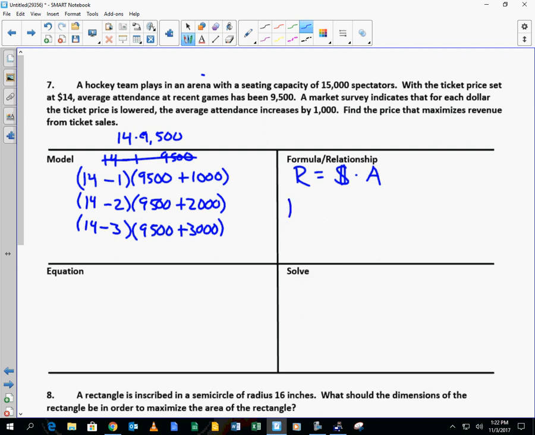I mean, what's staying the same the whole time? And, yeah, so the 14 is staying the same. The 9,500 is staying the same. So can you finish off the equation then? Very good.